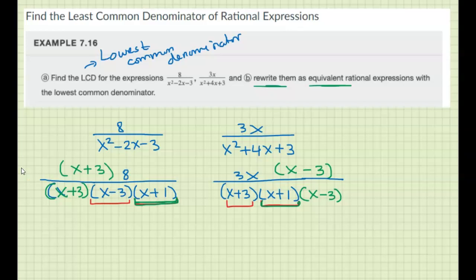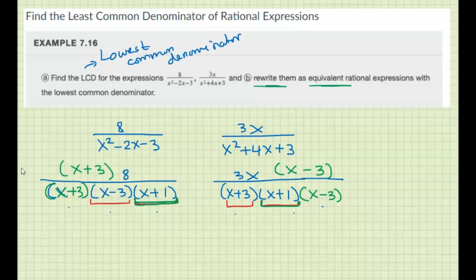Your goal is to make them have exactly the same factors. So after you do it once or twice, you check. It's like, are they all the same factors? And you go, yeah, they are. They all have 3 factors. X plus 3 appears in both. X minus 3 appears in both. X plus 1 appears in both. Okay? So that x plus 1, because the 2 fractions already had it, you didn't need to give it to the other one because it already had it.